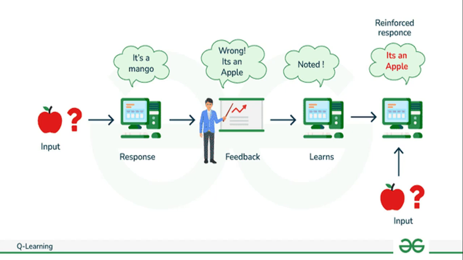Yes. Response without machine learning, it may take too long. Input, exactly. Our traditional computer says it is a mango as a response. But after analyzing, the feedback will be wrong. It's an apple. Learning, noted. Reinforce the response: it's an apple. Input: it's an apple.